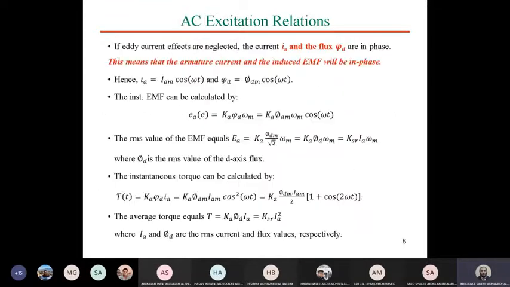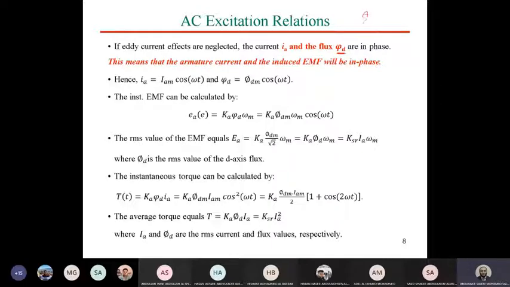Now, if we supply the machine by AC, what will be the difference? Firstly, if eddy current effects are neglected, assume we are going to neglect the eddy current loss because we already made the core in laminations. So we can say now IA and flux phi D are in phase. So this type of machine is designed to have IA and phi D, which is the direct component of flux, in phase. You know, for any AC machine, shabab, we can analyze the motor in different ways.